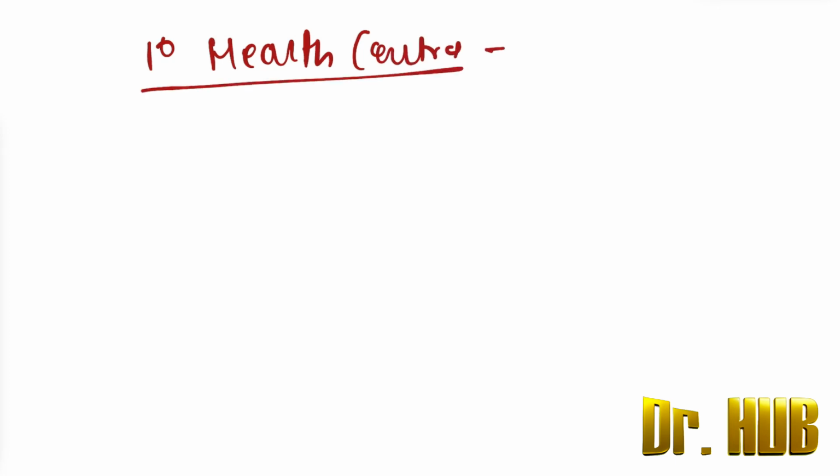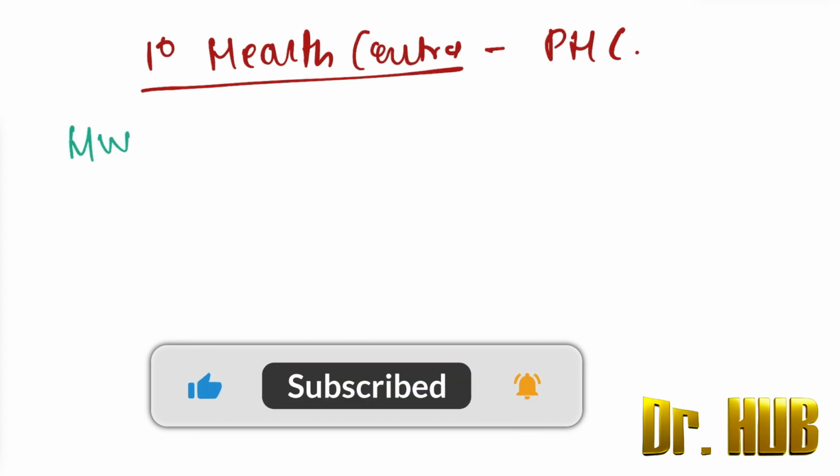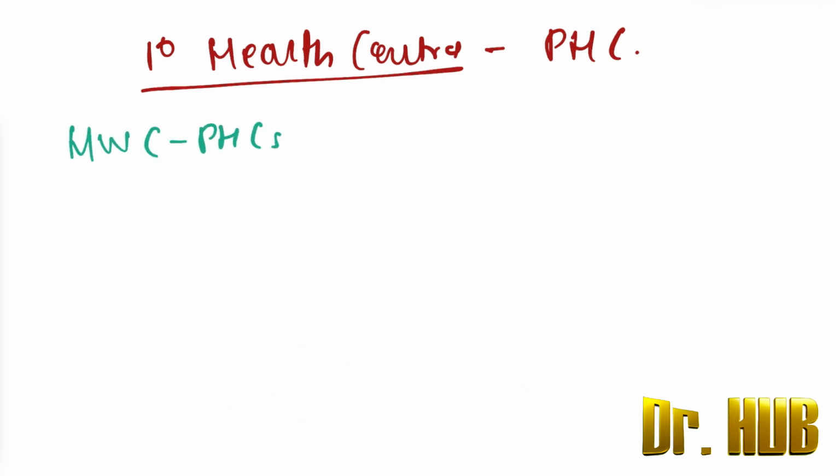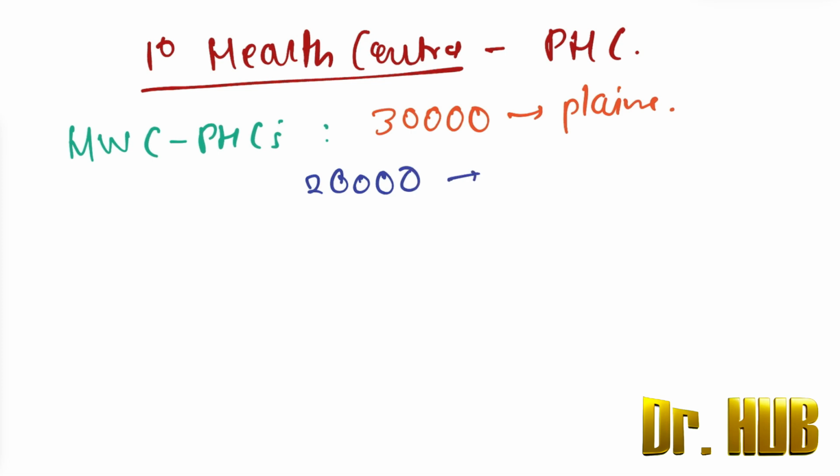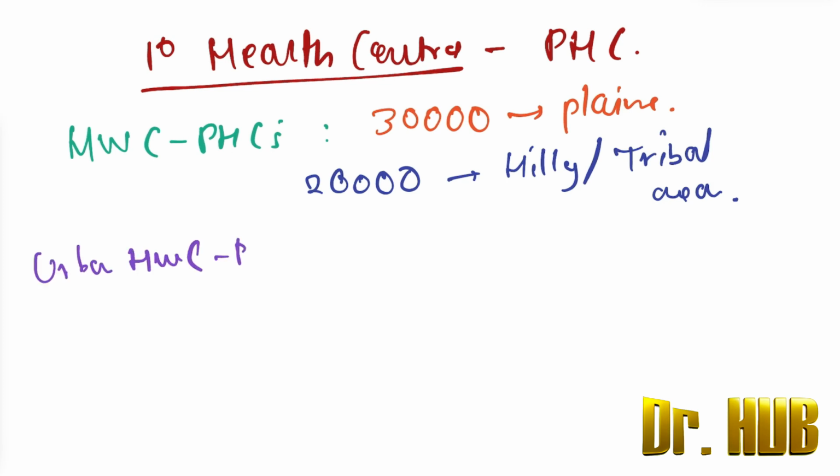Now we are looking at the primary health centers, in short known as the PHC. The HWC and the PHCs have a population of 30,000 in the plains and about 20,000 in case of the hilly or tribal areas. In case of the urban HWC PHCs, there is a population of 50,000.